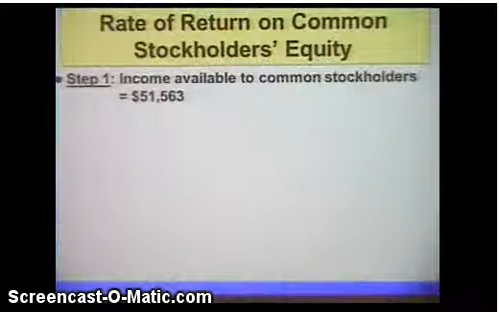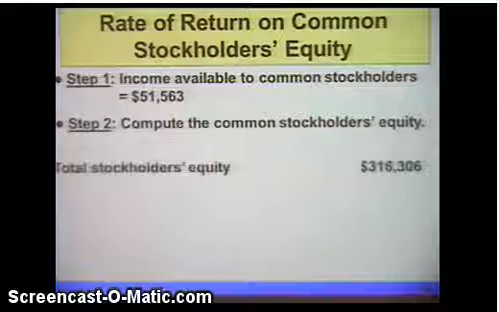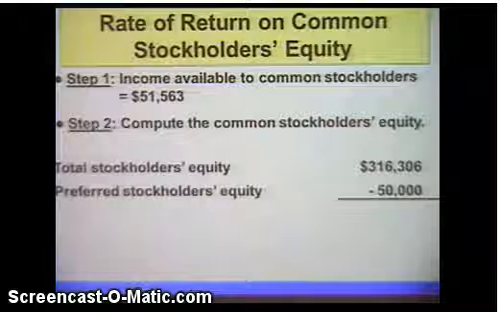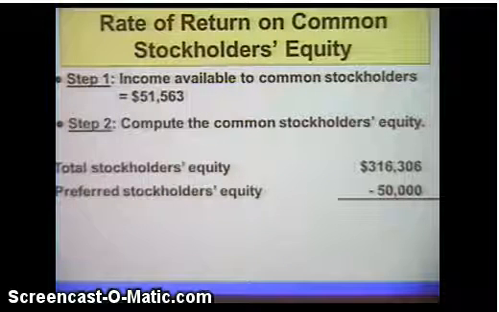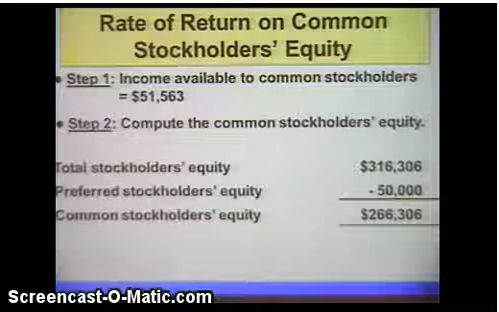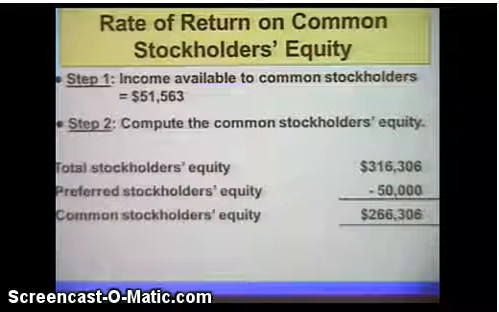Okay, so you got your amount available to your common stock. Then the stockholders' equity, and it should be listed for you there, total stockholders' equity. Take out your preferred stockholders' equity to get common stockholders' equity. And you should have all that information on your statements. You just assign it and perform the function, okay?